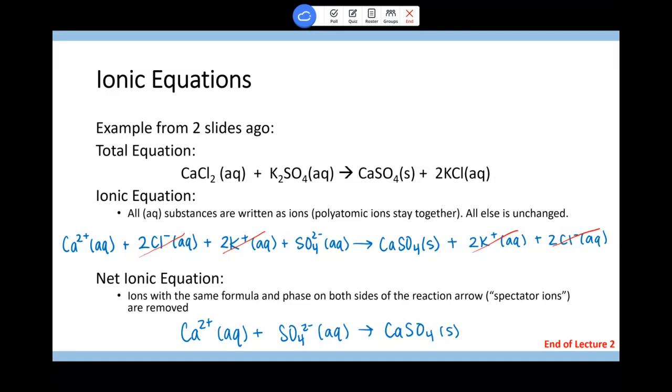The calcium sulfate, this is a solid. So this remains as a solid. It doesn't get dissolved into water. So we keep it as a solid. And then potassium is aqueous and chloride is aqueous as well.